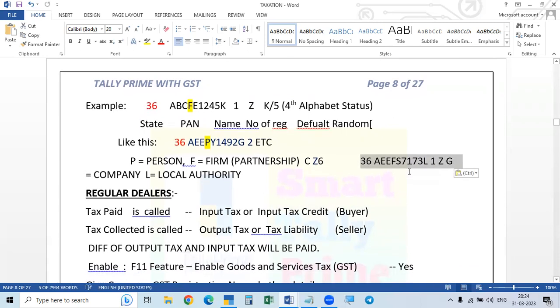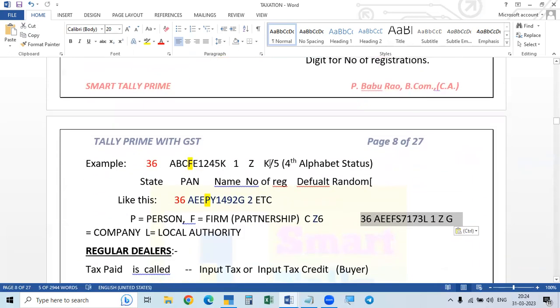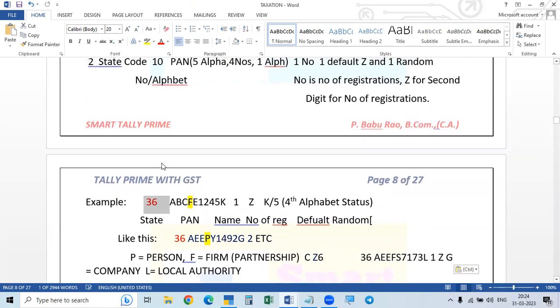So the number will be 15 digits. What is the meaning of 15 digits? It means the 15 digits will be like this. In this case, the first two digits will be numeric.